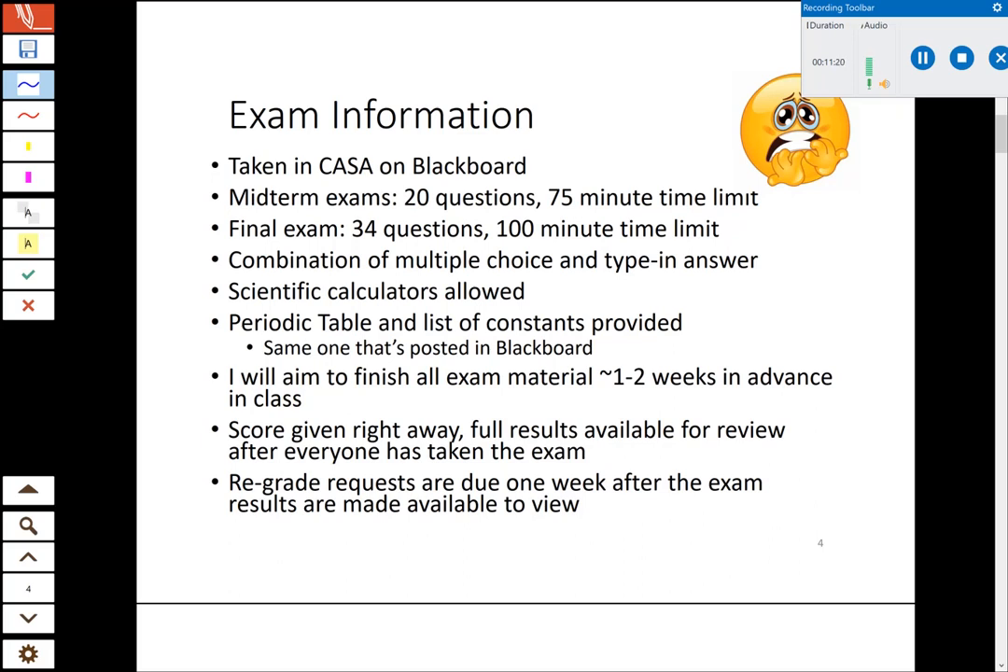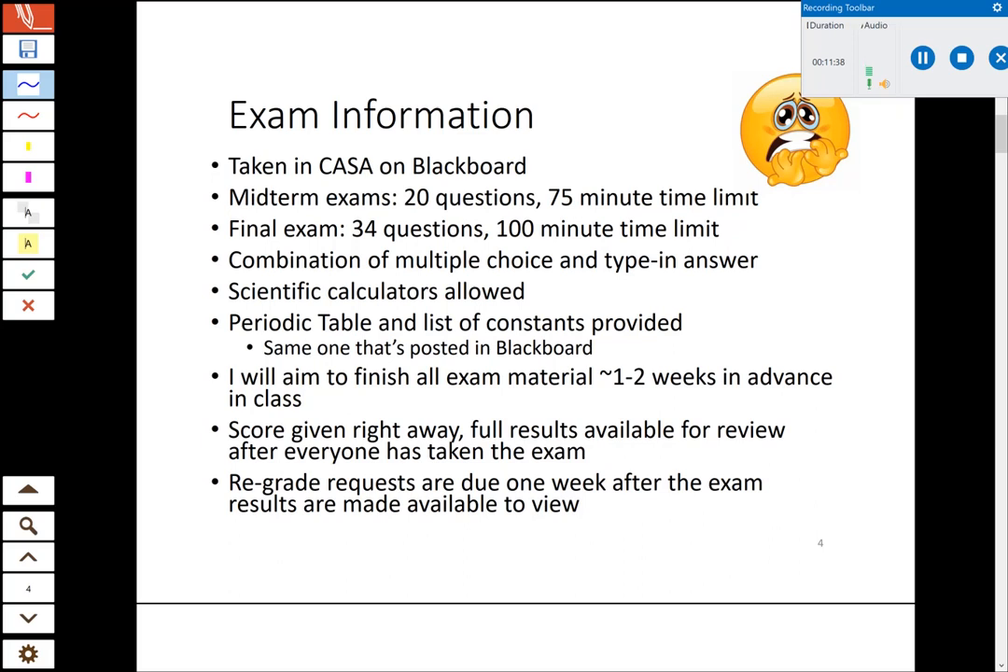So that's close to 4 minutes per question, a little bit faster than the homework, but similar pace to the homework assignments. And then the final exam is a little bit faster paced, although we tend to give you questions that are a little bit more straightforward and less time consuming on the final, and that's going to be 34 questions and a 100-minute time limit.